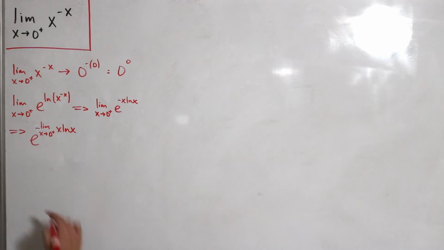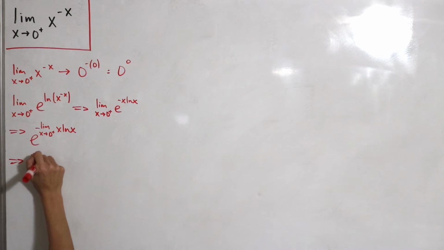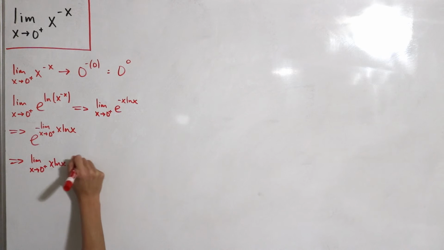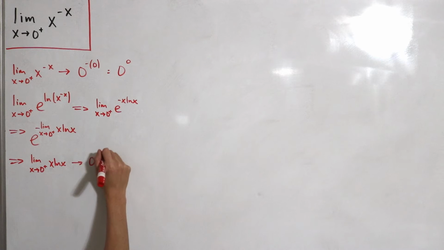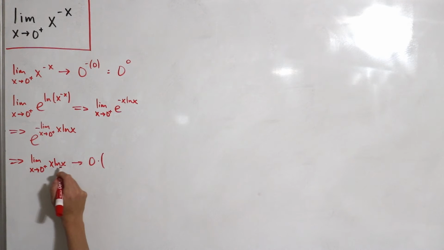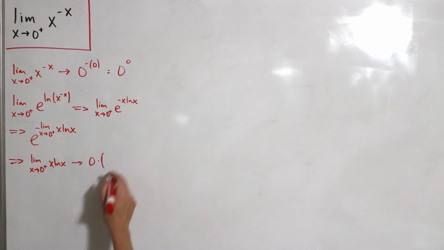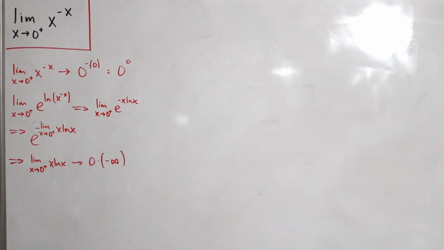Really, we just need to focus on evaluating the limit as x approaches 0 plus of x times ln of x. What you'll notice is you plug in 0, so we have 0 multiplied by ln of 0, which is undefined, but if you take the limit from the right, it approaches negative infinity, hence we have an indeterminate form of 0 times infinity. So what can we do?